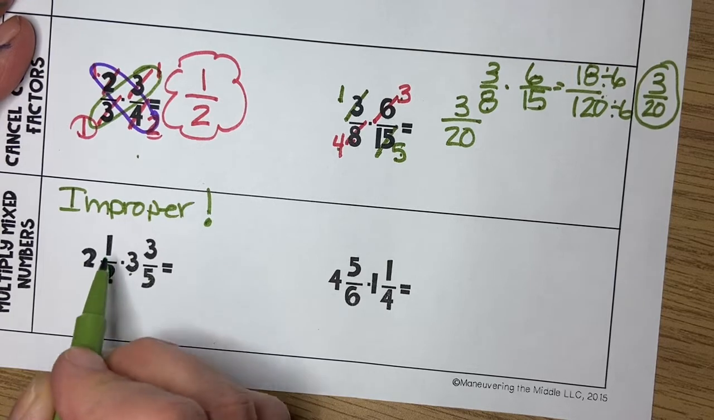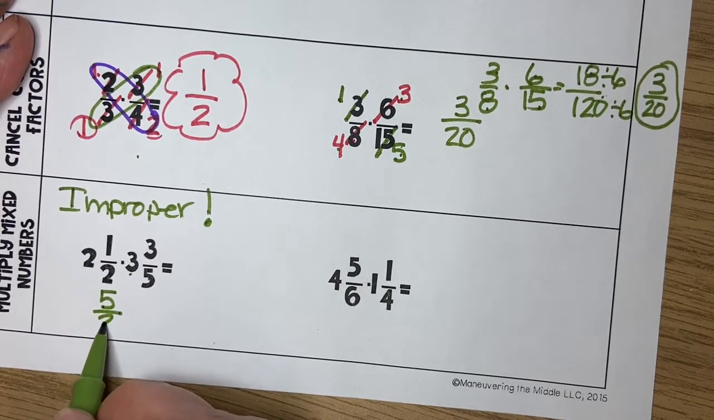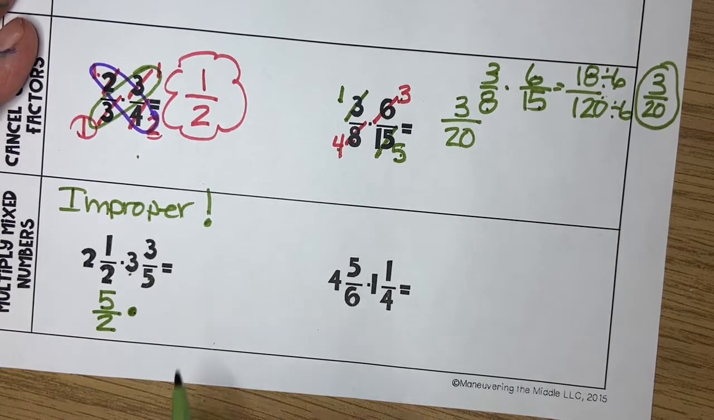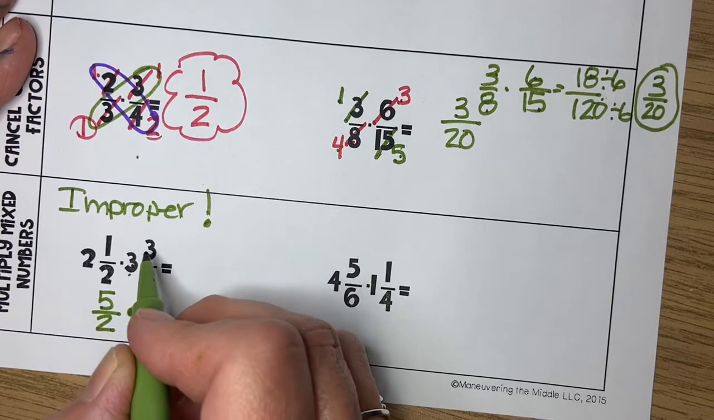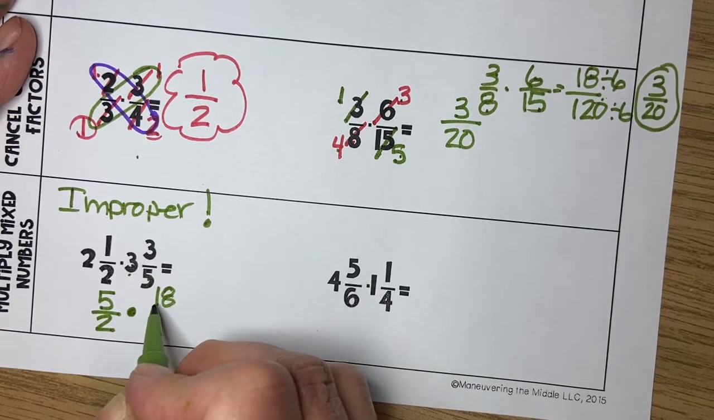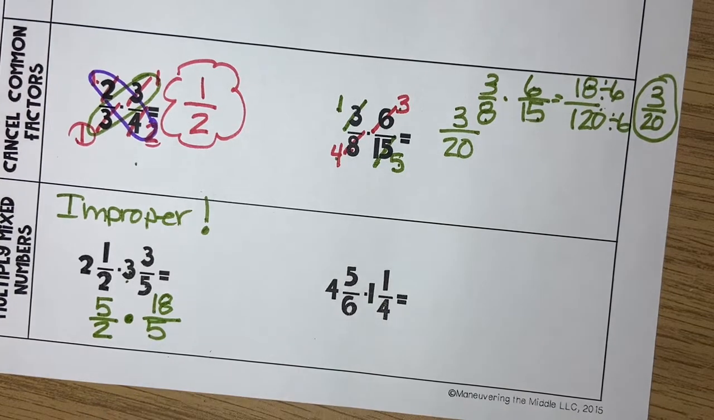2 times 2 is 4 plus 1 is 5 over 2, times 5 times 3 is 15, 15 plus 3 is 18 over 5. I don't know what 5 times 18 is off the top of my head, right? So I'm going to cross reduce if I can.